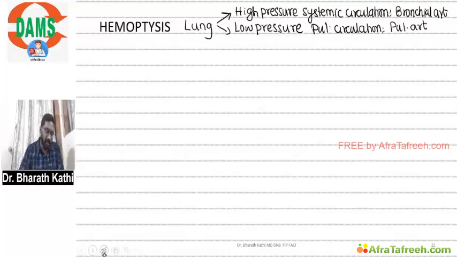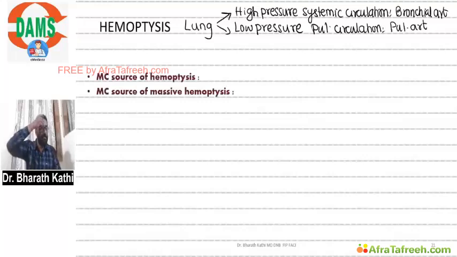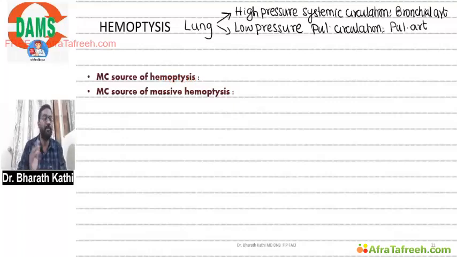The lung has two sources of blood supply. One is your high pressure systemic circulation, that is the bronchial artery, which is a branch of the systemic circulation. The other is your pulmonary artery, within which the pressure is generally low. And the point to know here is, whenever the patient comes with hemoptysis, from which artery is the blood usually coming?